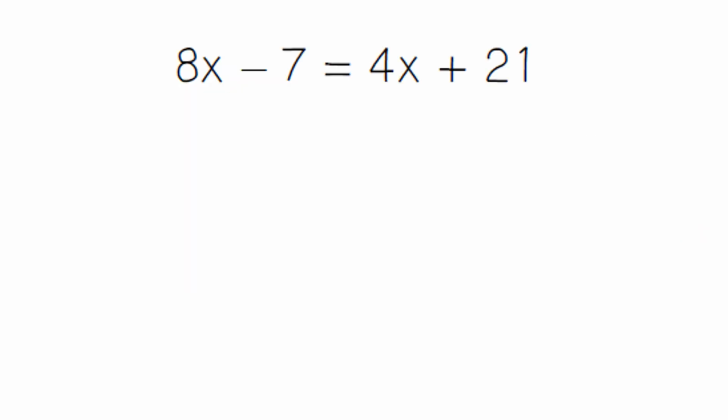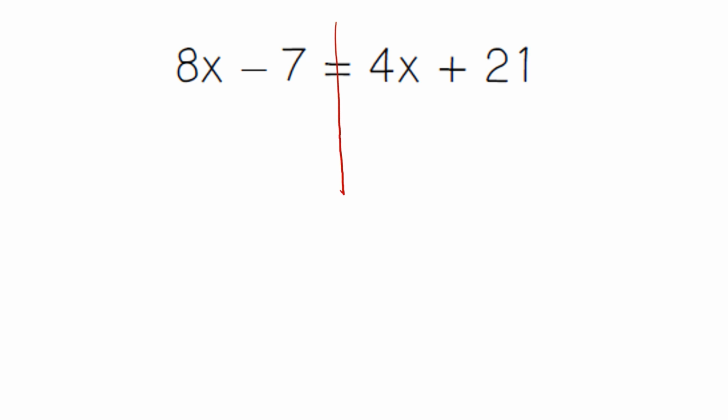For number 1, we have the equation 8x minus 7 equals 4x plus 21. Now we're going to skip step 1 because we don't have any parentheses to distribute. We're going to skip step 2 because there's no like terms. 8x and 7 are different. 4x and 21 are different. So we're going straight into number 3.